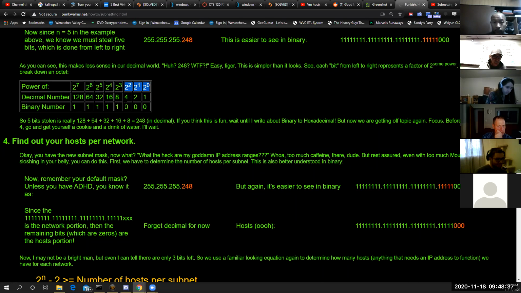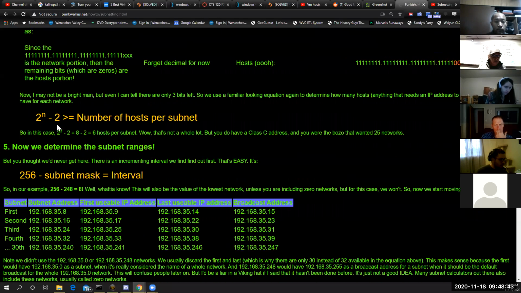All right, so if we have 3 bits left over, we've stolen 5, which means we have 3 bits left over. So that's where this part of the formula comes in.